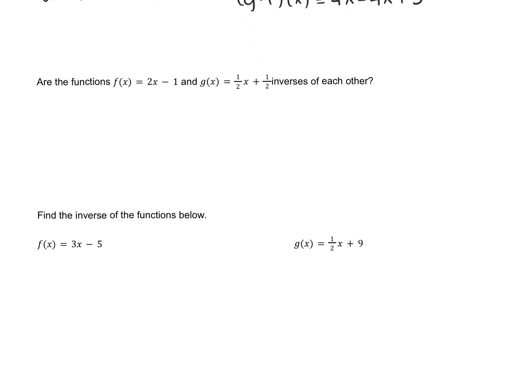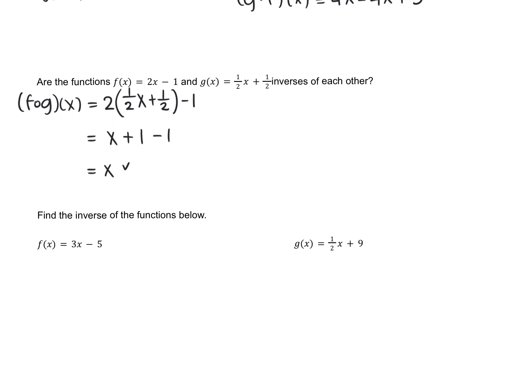Second example is verifying or checking to see if the functions f of x equals 2x minus 1 and g of x equals 1/2 x plus 1/2 are inverses of each other. So we're finding f of g of x first. So we'll do 2 times 1/2 x plus 1/2, then our minus 1. Distributing, 2 times 1/2 is 1, so we get x plus 1 minus 1, which gives us x.